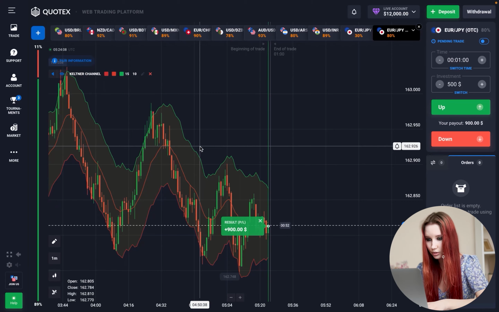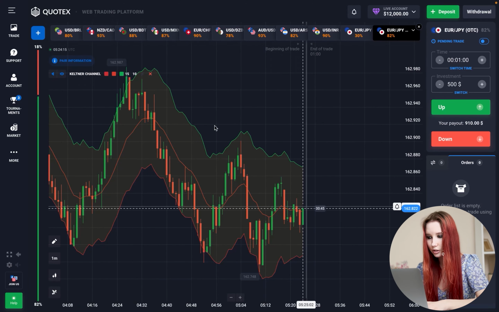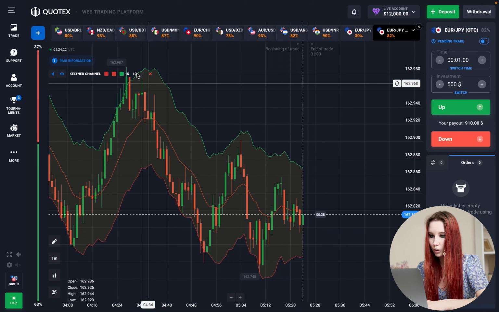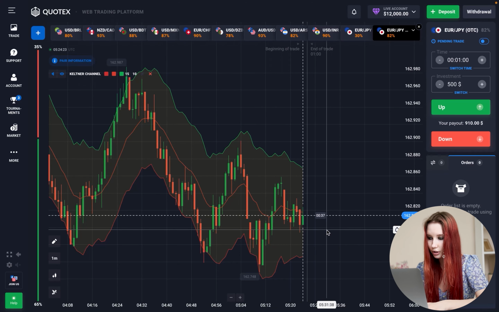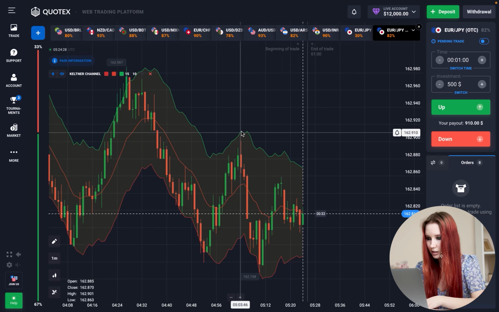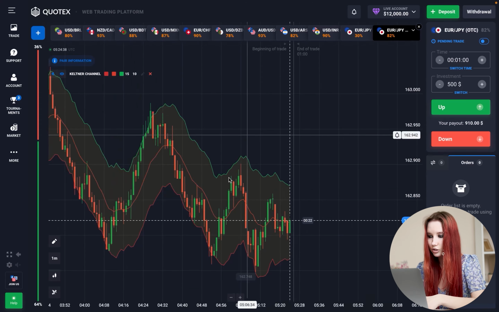Yeah, I want to zoom in a little closer, and look. By the way, if we get a little closer and if we draw a visual line, we can see a resistance level here, and that's why my trade was down here. Yes, and as you can see, when the upper line of the Keltner channel is reached, the price starts its reversal, and it's actually the strategy with this indicator and the channel.